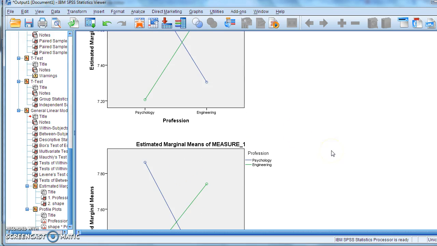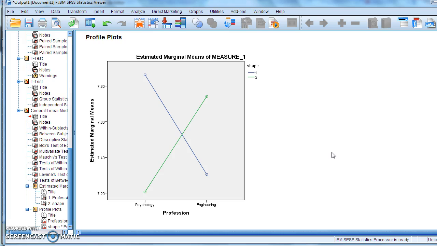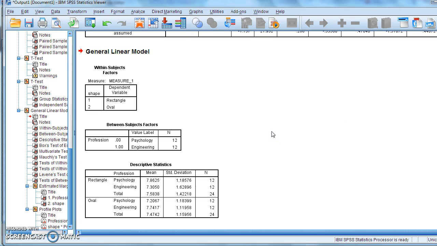With crossover interactions, often there is no main effect. And the same with shapes. This plus this, divided by 2, gives the average performance for rectangles, and this plus this, divided by 2, would be the average performance on circles. So again, possibly not an effect there. So let's zip up to the ANOVA and see what the ANOVA actually tells us.